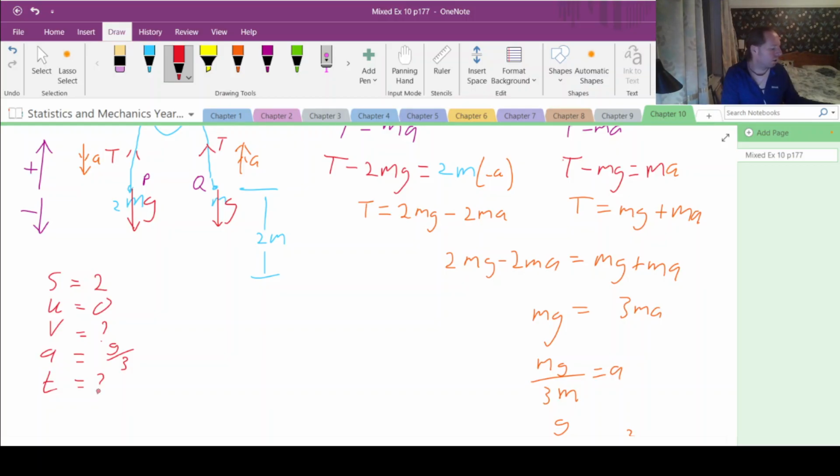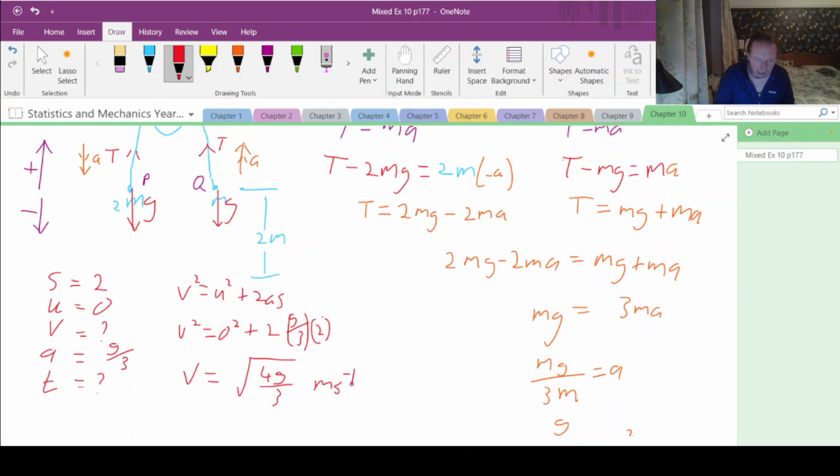So, suvat equations, where are they here? What do I want? Something with no time in it. So we can look at v squared equals u squared plus 2as. v squared is equal to 0 squared plus 2 times g over 3 times 2, and so v is equal to the square root of 4g over 3 meters per second.